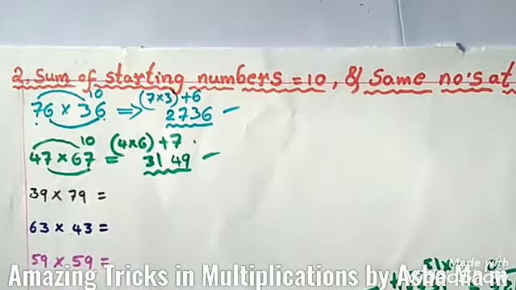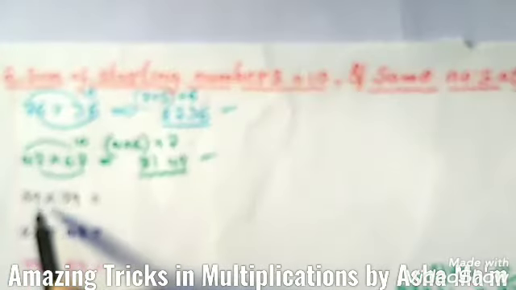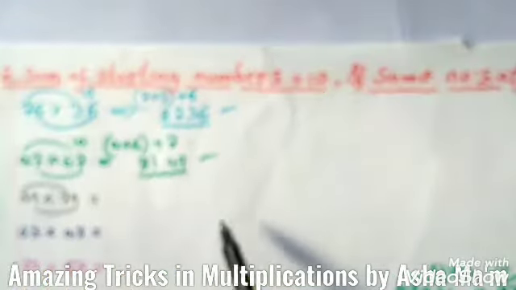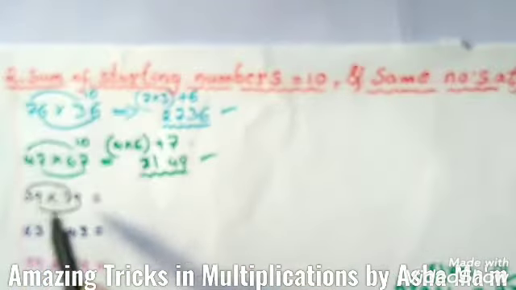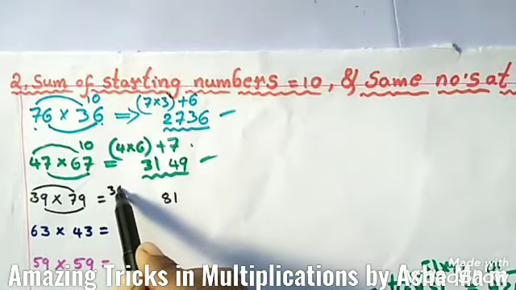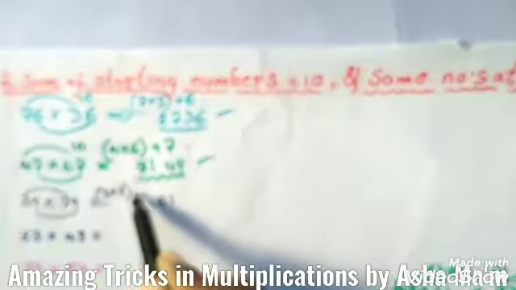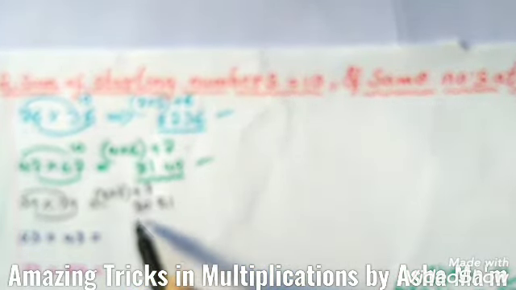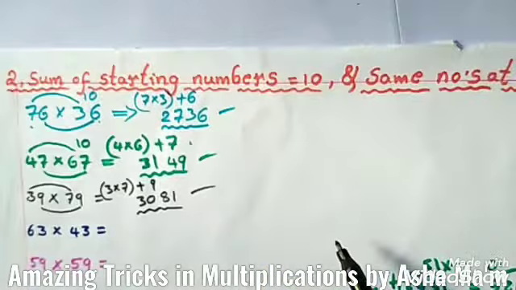In this next example, what we have, 39 into 79. Here also in the units place, same number, and if you add these two numbers you must get 10, and 9 9s are 81. After that, 3 into 7, 21 plus 9, simple, 30. So 30 81, that is the answer.